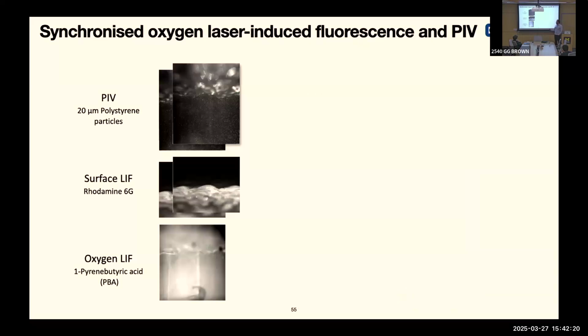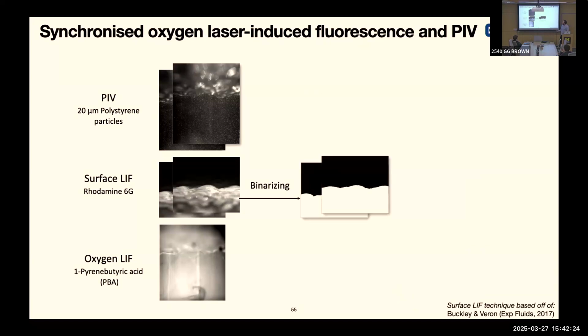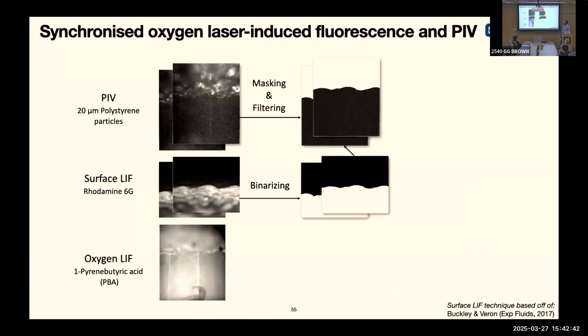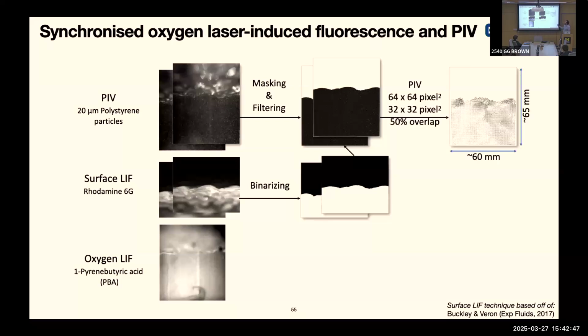So the way we do this is we combine three existing techniques. The first thing we do is this surface LIF technique. There's rhodamine in the water, like I said before, and there's none in the air. So then we can binarize this field and we can get a nice interface of where the air-water interface is. This is a technique from Buckley and Veron and other people that have used it before, so we didn't make this technique. You can combine this with PIV. You take this and you apply it as a mask, and this lets us get vectors very close to the surface, so we can have a good understanding of what the fluid is doing. Again, PIV is not new either.